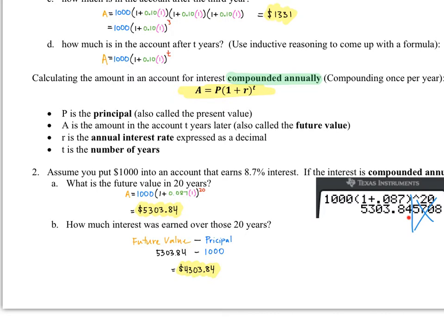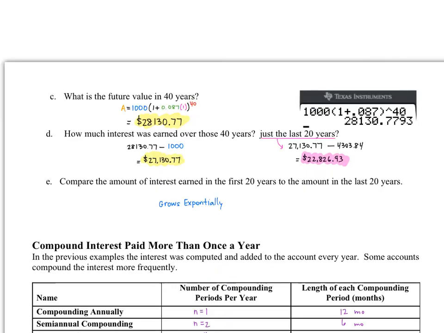Versus when we're taking out a loan and we have to pay back that interest, then I round up. So borrowing money, we round up. Investing money, we round down. Using the same example, what is the future value in 40 years?